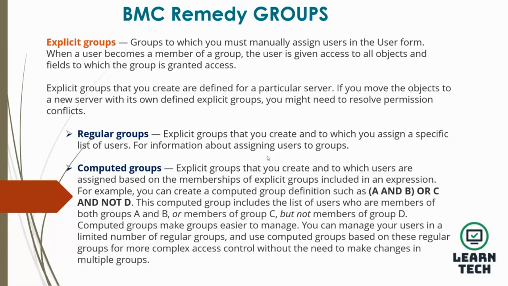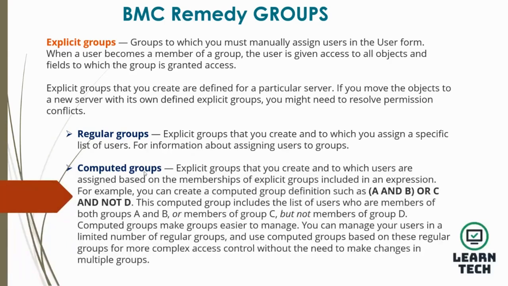Regular groups are normally a group where you create an entity, and then you add people to that entity, and whatever permission that entity has, all those people will get those permissions. Now the computed groups. Computed groups are groups where we have different people belonging to different regular groups. We can put up a qualification which will compute the people who should belong to a computed group.